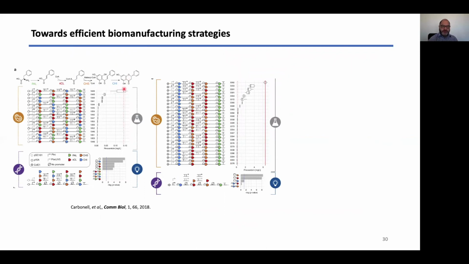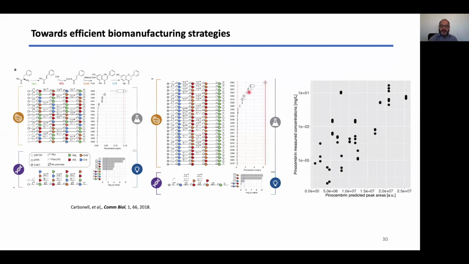Once you select the one that is producing the highest amount of the actual molecule, you can use this in order to learn some rules. That's what you see here at the bottom. And then build another library that is more efficient and brings you to higher amounts of the product. And we can do this in a very nice way.